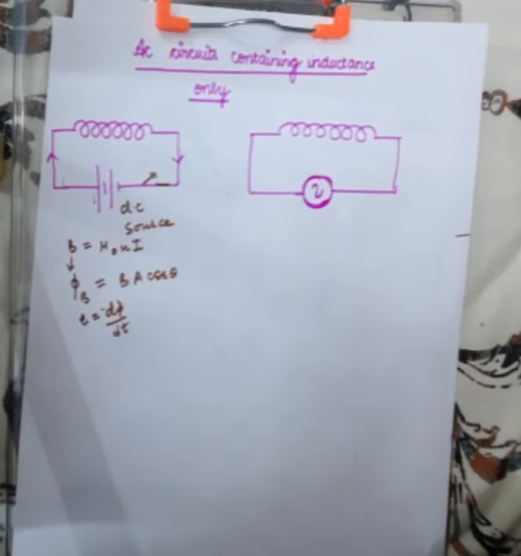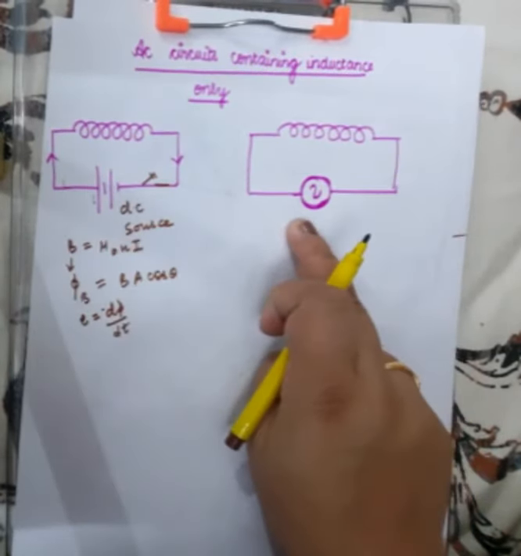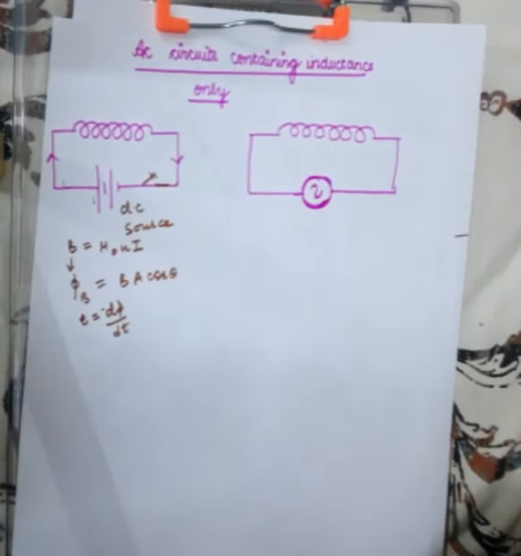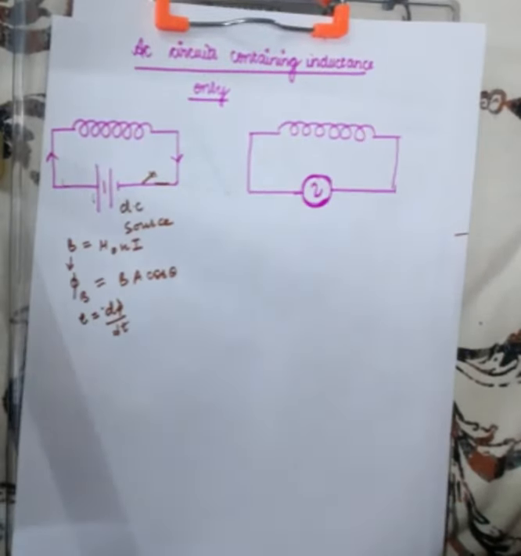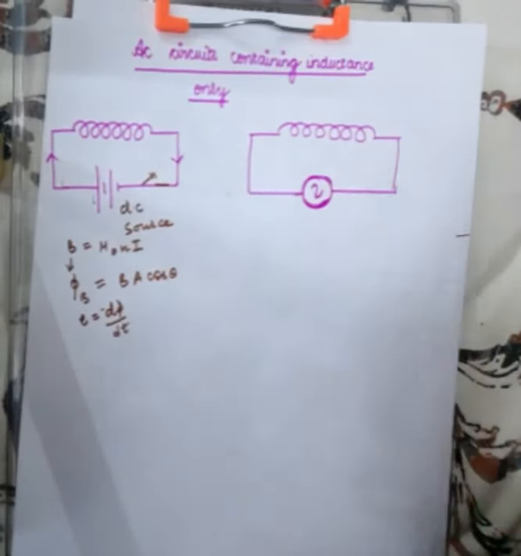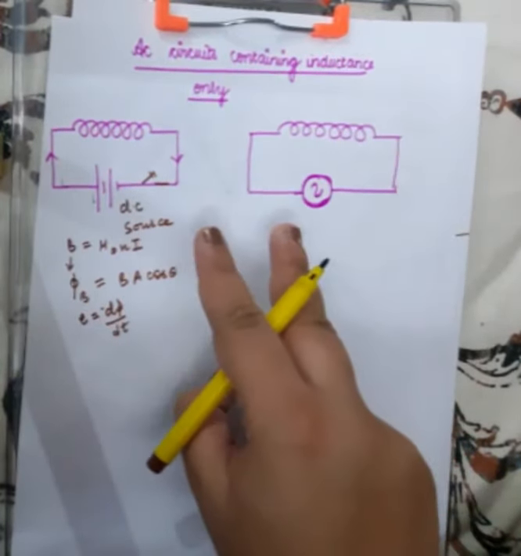But now we are going to discuss something different: this battery is replaced by an AC source. I repeat, a battery is a DC source. It generates direct current, a current which flows in only one direction. So the scenario is different when the current flows in only one direction and when the current flows in a fluctuating manner. These two are different situations. Please try to understand this.